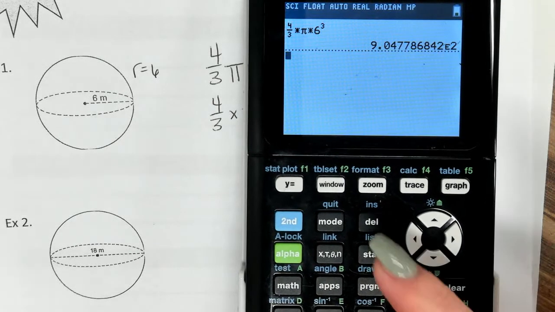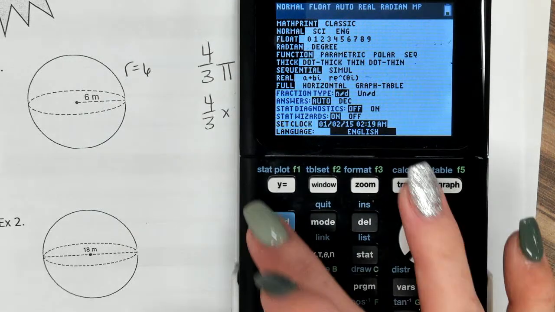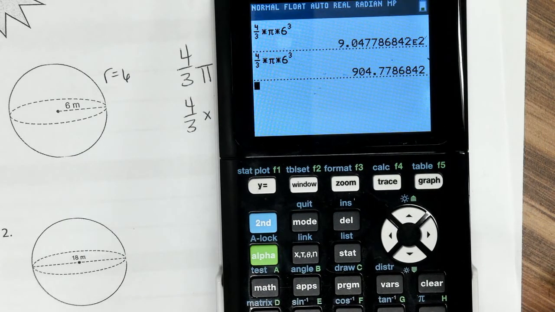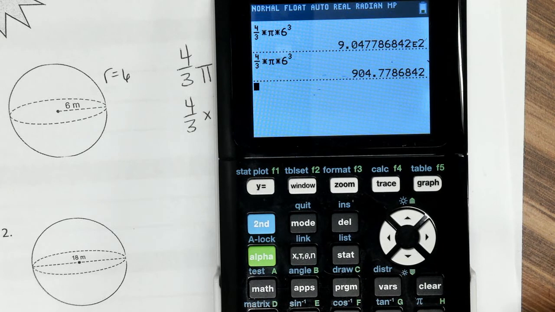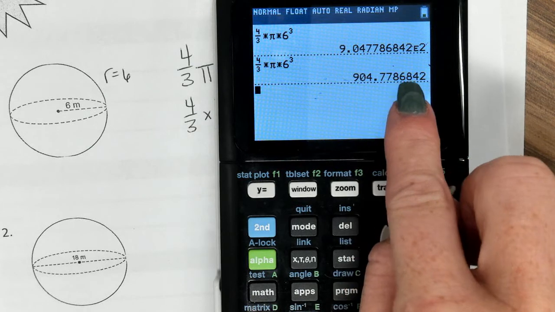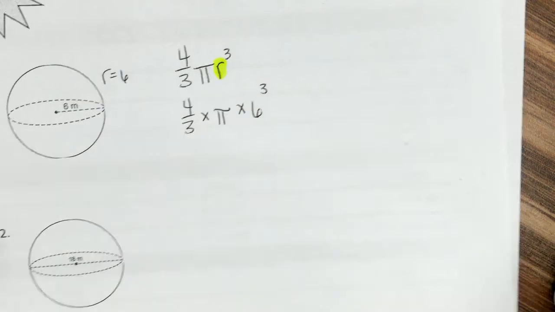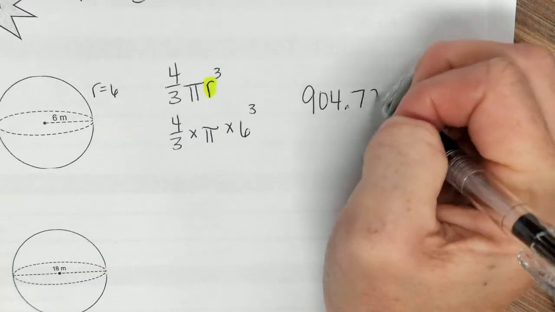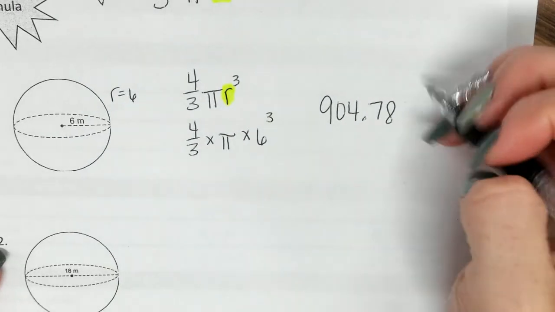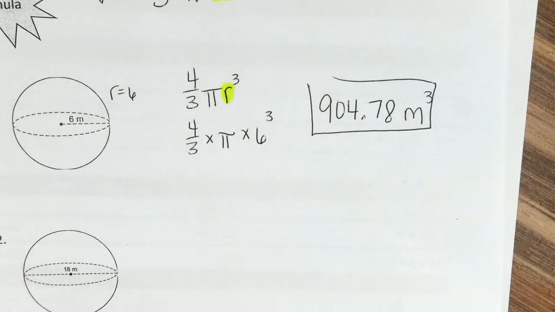Oh, I'm in SCI mode, so what do I need to do? Everybody make sure you go back to normal. And just hit enter again, you don't have to retype it. 904. It says 0.77, but if we round, that number is going to make that go up to an 8. So 904.78. Hold on, we're on this one. And volume is always given in meters cubed. It does not change your answer. It's just the correct way to write it.